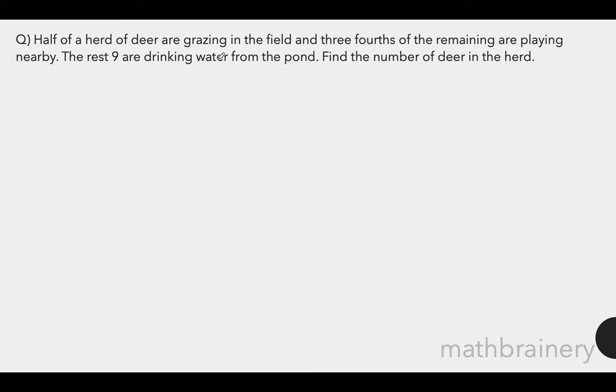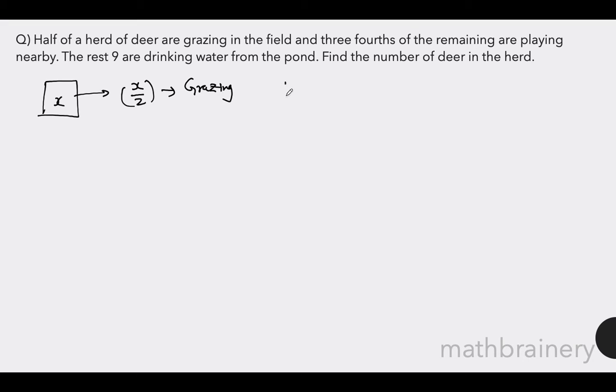Half of the herd of deer are grazing in the field and 3/4 of the remaining are playing nearby. The rest 9 are drinking water from the pond. Find the number of deer in the herd. First of all, let's assume in a herd there are x number of deer. Half of this, that is x by 2 of deer went out for grazing.